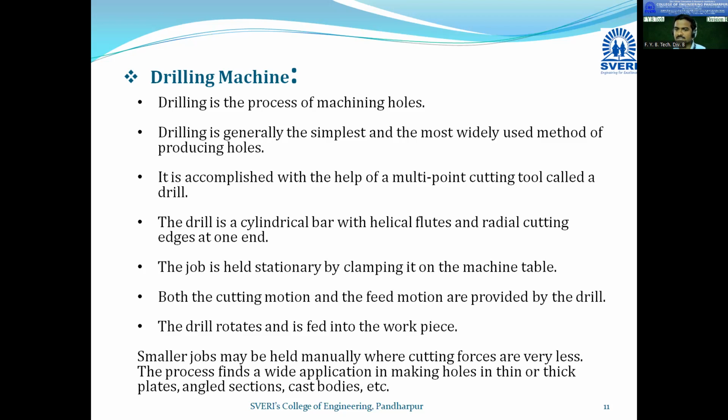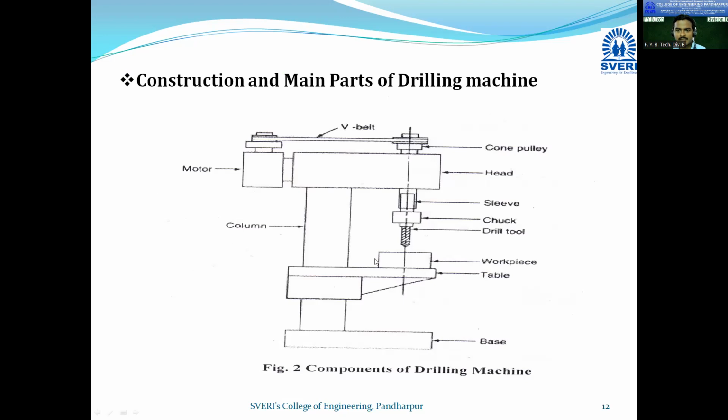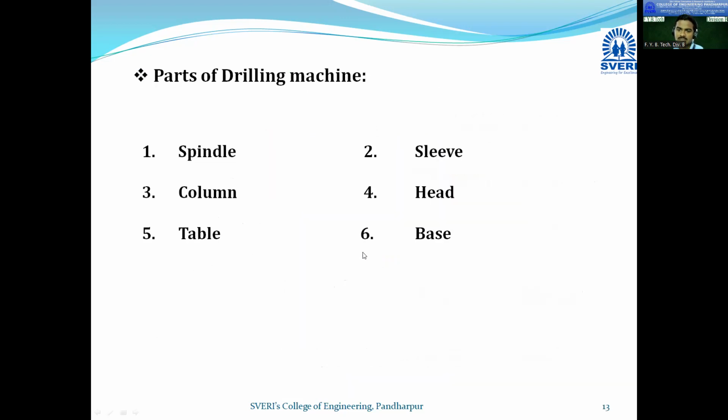So in short, I am discussing here because it is already discussed in detail in the workshop. Now this is a drilling machine. This diagram is already drawn in your workshop report, so you have to copy the same diagram in your notebook. You can practice. Then these are the parts of the drilling machine. Just note down the parts of the drilling machine and highlight them.